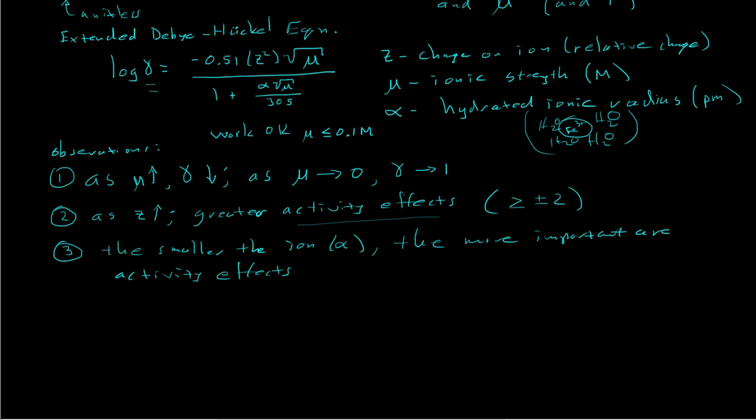But we can measure the values of activity coefficients and put them into tables and look them up in those tables according to different ionic strengths. And so that's another way that we can go about finding activity coefficients.